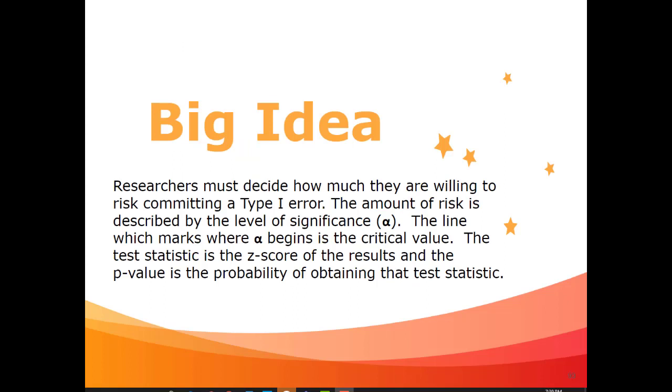Today's big idea is that researchers must decide ahead of time how much they are willing to risk in committing a type 1 error. The amount of risk is described by the level of significance, which is denoted by the Greek lowercase letter alpha. The line which marks the alpha is called the critical value. It's the mark where we know alpha begins. The test statistic is the z-score of the results, and the p-value is the probability of obtaining the test statistic.